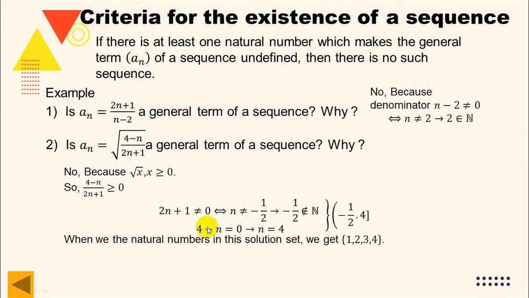But look at the numerator. The numerator is zero when n equals 4, right? So when you substitute natural numbers from minus half until 4, you can take 1, 2, 3, 4 to substitute, the first term until the fourth term. So it's just limited, because in a general term the values must be unlimited, right? This one is limited, everyone. So you cannot say this one is a general term, right? Okay, I hope you understand what I'm explaining.